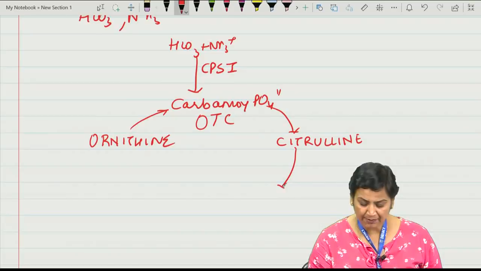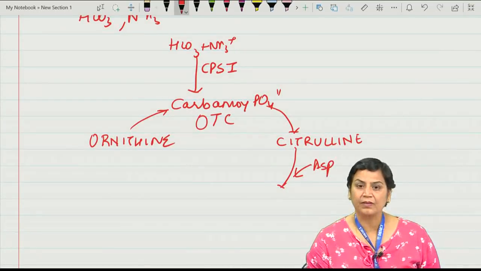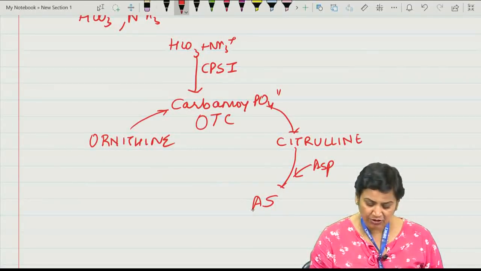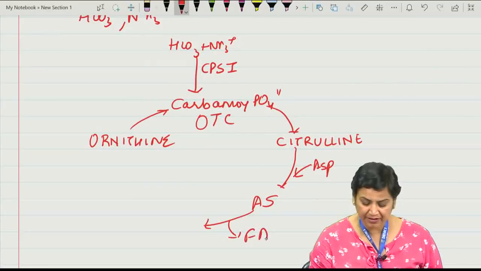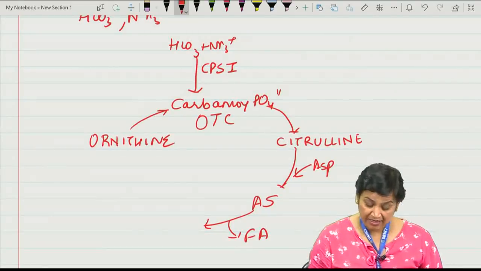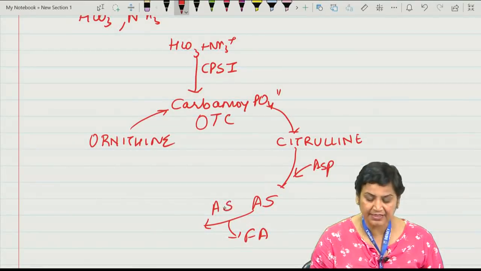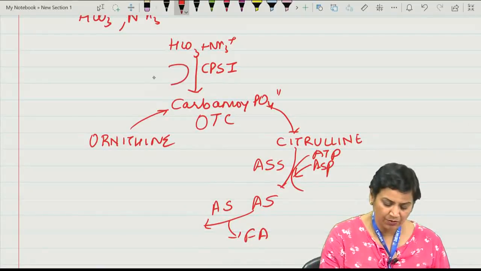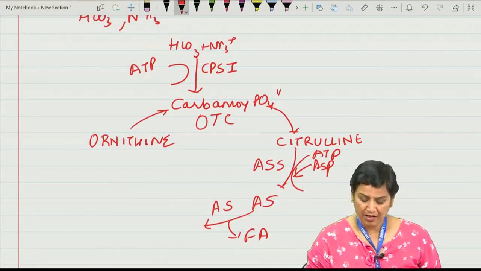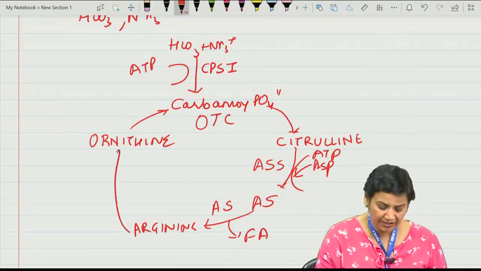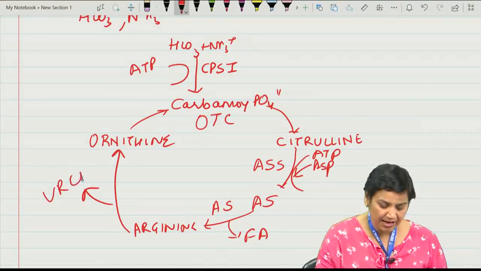This citrulline combines with aspartic acid forming argininosuccinate. This argininosuccinate gives out fumaric acid. This is actually a link reaction also. Fumaric acid is an intermediate of TCA cycle, in the presence of enzyme argininosuccinase, and here the enzyme is argininosuccinate synthetase because it requires ATP. ATP is required here also. This argininosuccinate will form arginine, and this arginine will give out urea in the presence of enzyme arginase.